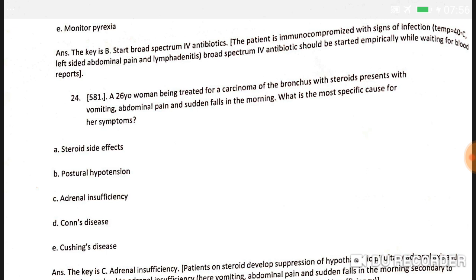A 26-year-old woman being treated for carcinoma of the bronchus with steroids presents with vomiting, abdominal pain, and sudden falls in the morning. What is the most likely cause?